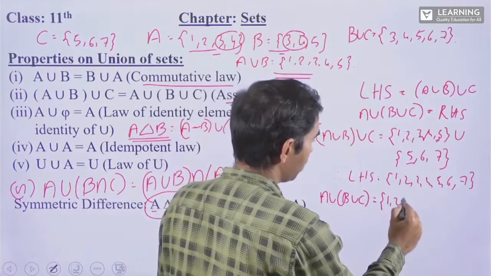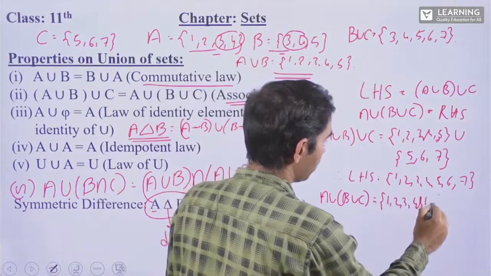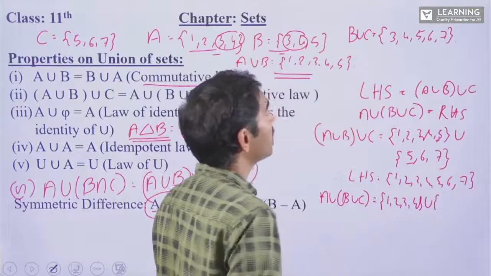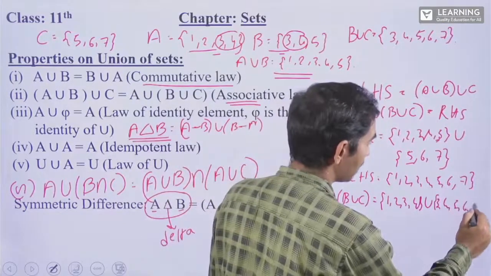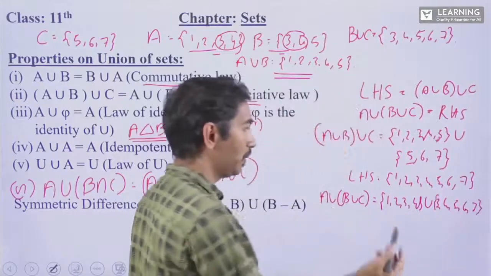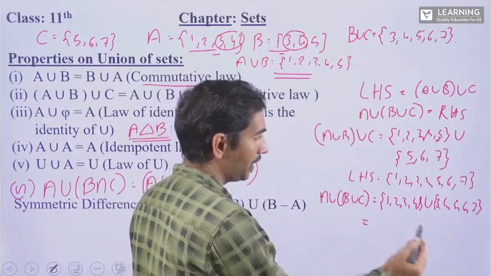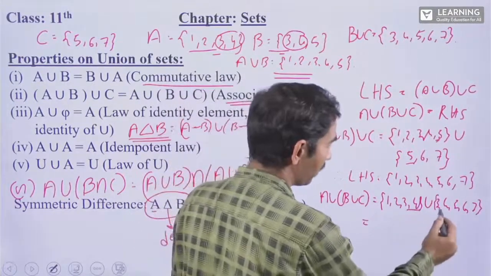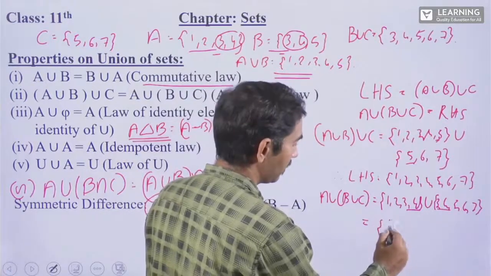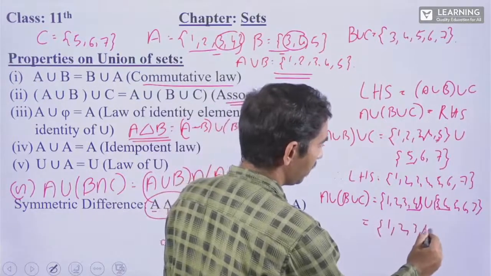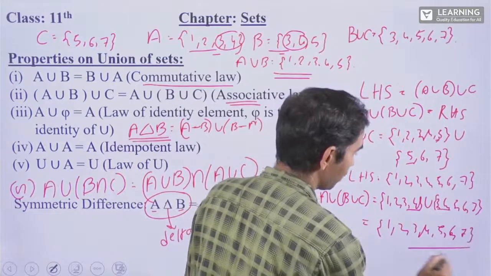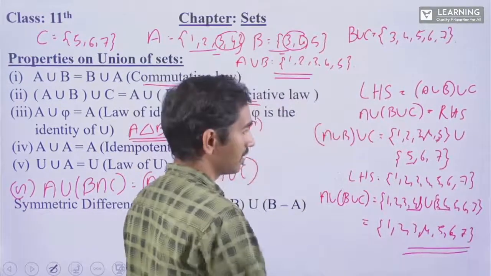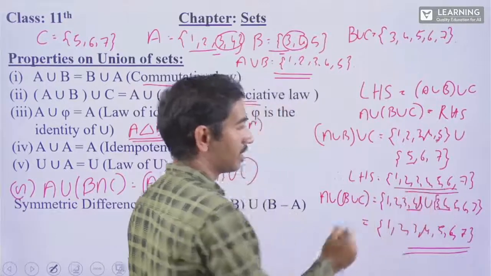So A is 1, 2, 3, 4, union B union C, which is nothing but 3, 4, 5, 6, 7. So A union B union C again can be written, with repeating elements written only once, 3, 4 and 3, 4. Correct? So 1, 2, 3, 4, 5, 6, 7. This is our RHS. This is our LHS.